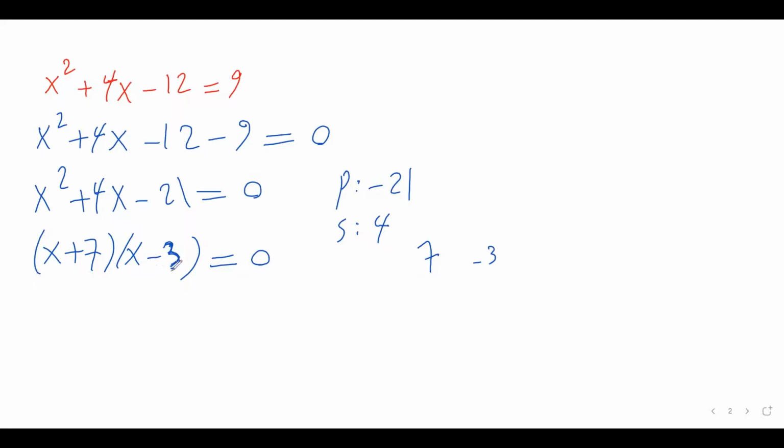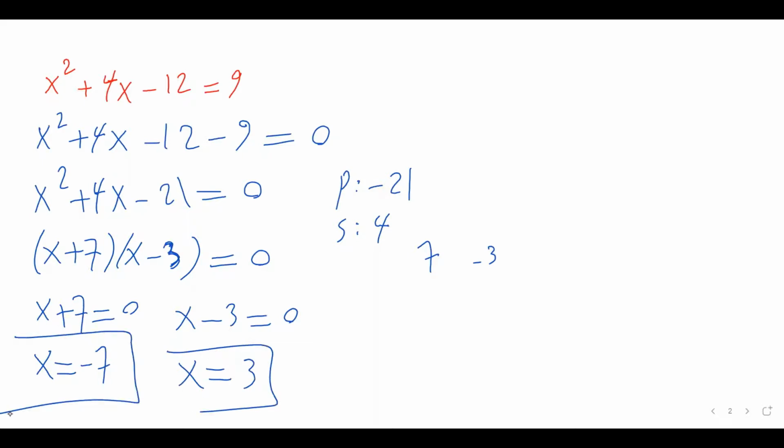And how can I solve for x? I have to set each of these factors equal to 0. So x plus 7 equals 0. That gives me x equals negative 7. And x minus 3 equals 0. That gives me x equals 3. So these are my solutions or my x-intercepts.